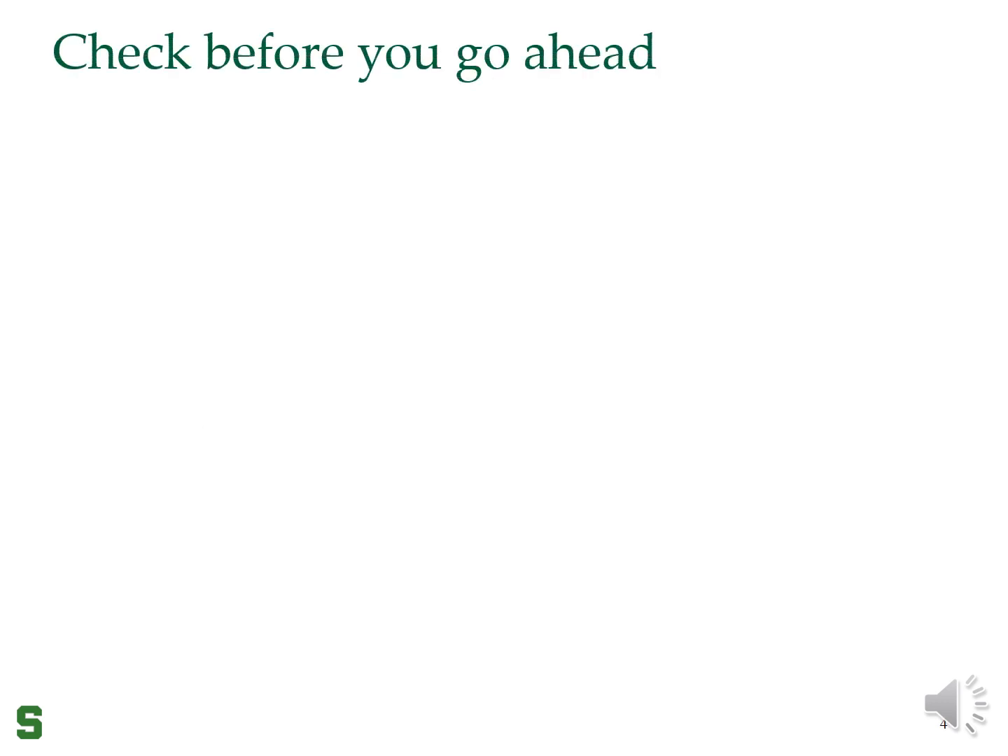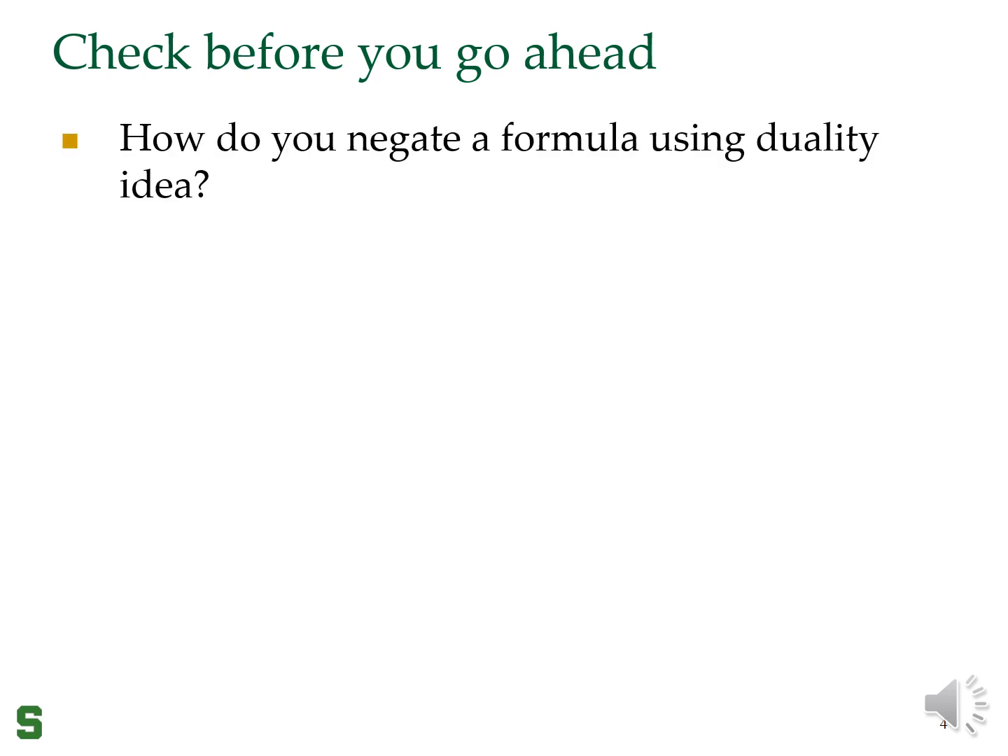We have reached the check before you go ahead slide. A few things I want you to have learned from this video is how to negate a formula using the duality idea. It involves two parts. One is changing AND to OR and OR to AND. The other is changing P to not P, as well as changing true to false and false to true.